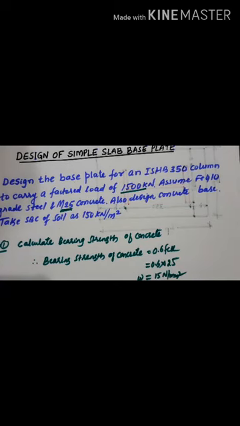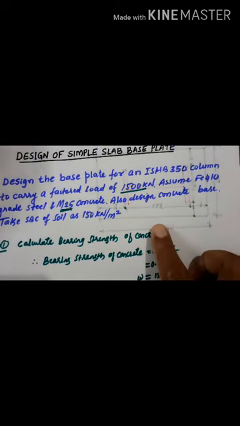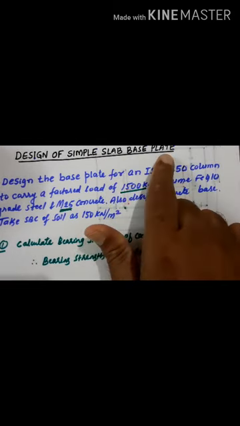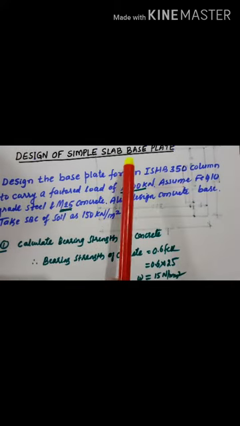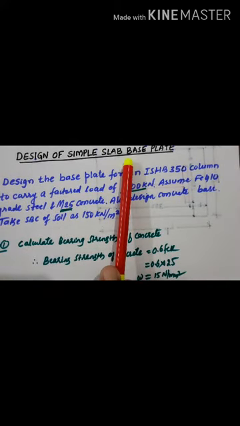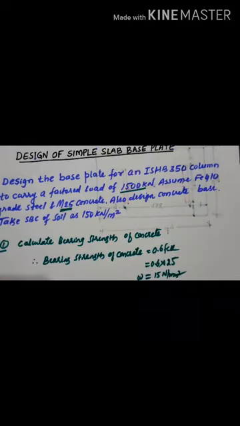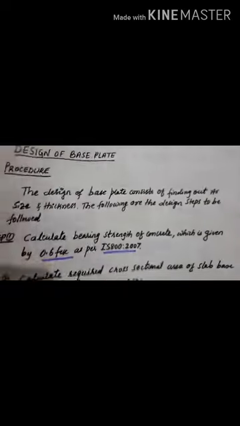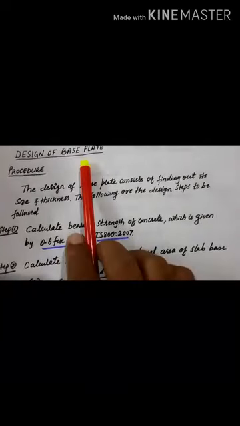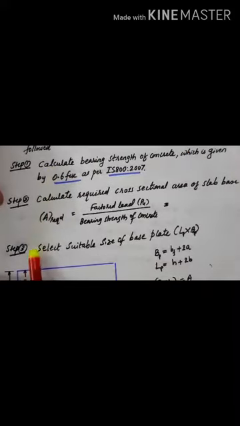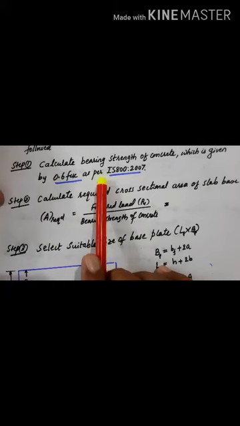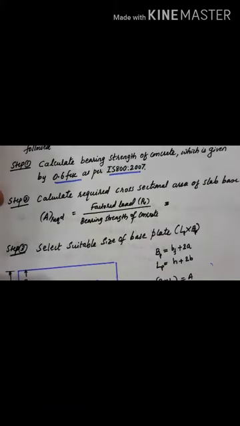In this particular lecture, I'll be solving one design example of a simple slab base plate, that is, design of a simple slab base plate for the column. In the previous lecture, we discussed the design procedure of the base plate for the column. We discussed 7 steps on how to design a base plate step by step, and we will follow those steps.